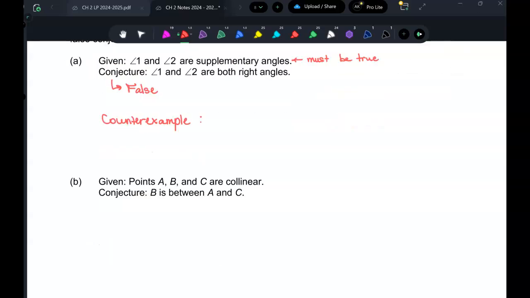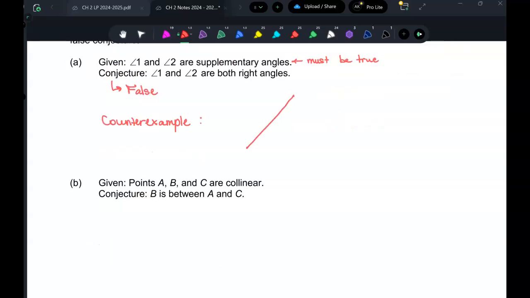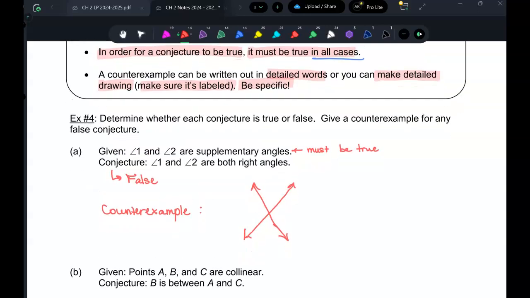Okay. Draw like an X. Then make it kind of vertical, like that. And then there's two acute angles and two obtuse angles. So next thing I want to do, I want to be specific. What were my angles called? 1 and 2. So I'm going to label 2 of these angles, 1 and 2. Now, I'm not going to label the vertical angles because vertical angles are congruent, but I will label, let's say, these 2 angles.